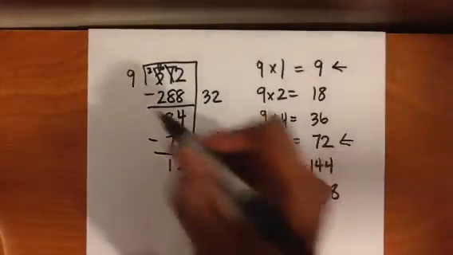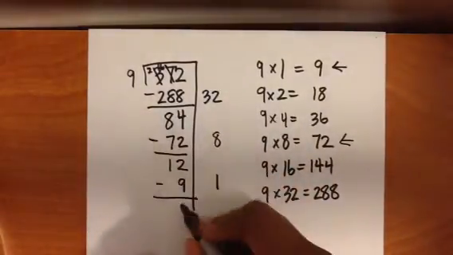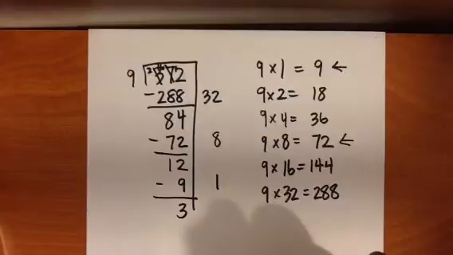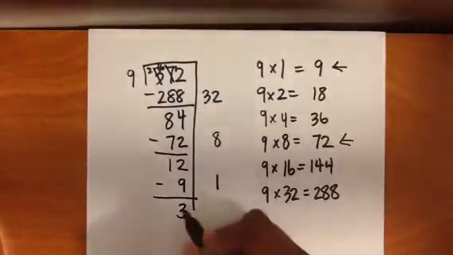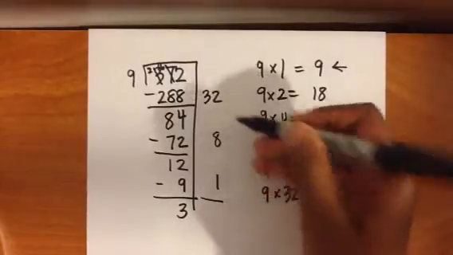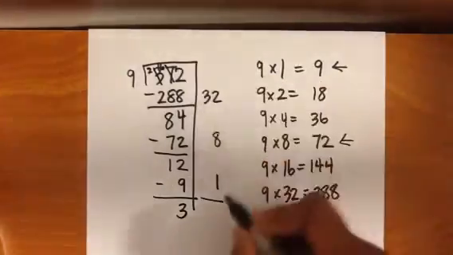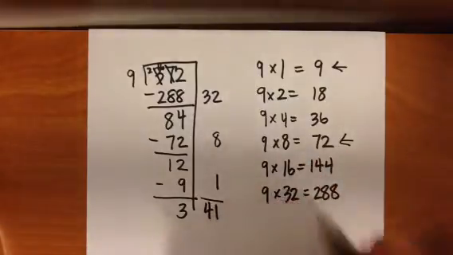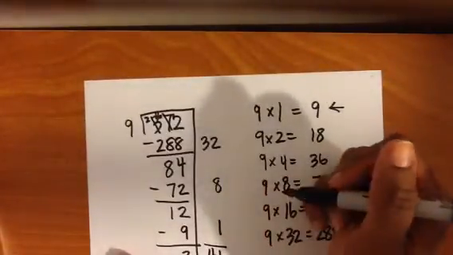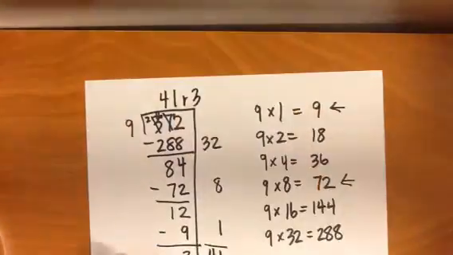Now this fact will help me. 9 times 1 is 9. 12 minus 9 is 3. Can't get any more 9s in because 3 is less than 9. So let's total our partial quotients. 32 and 8 is an easy combination of numbers. That gives me 40. 40 plus 1 is 41. So 372 divided by 9 is 41, remainder 3.